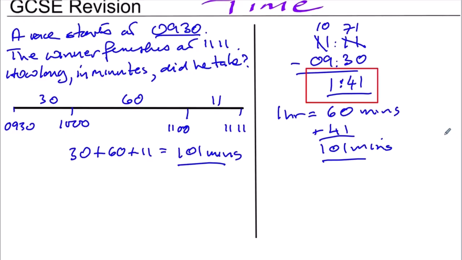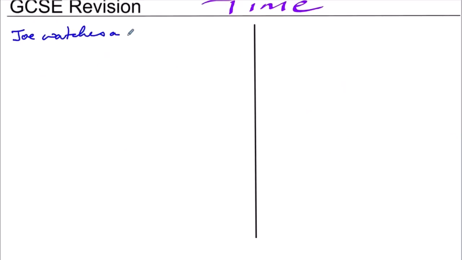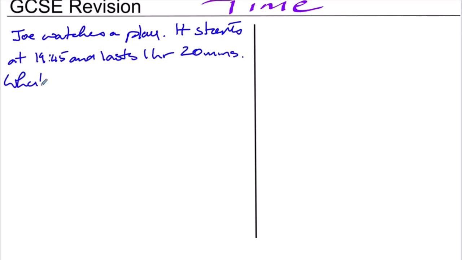So that's a typical question. So another typical question would be something like this. Joe watches a play. It starts at 19:45 and lasts 1 hour 20 minutes. What time does it end? So straightforward, you've got 19:45 and here I'm adding 1 hour 20 minutes.